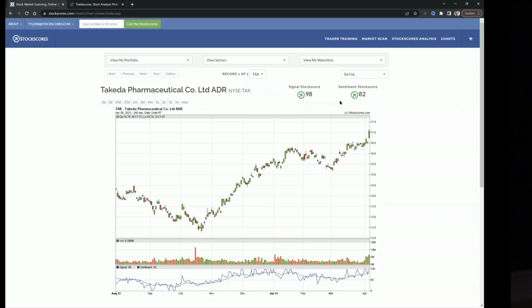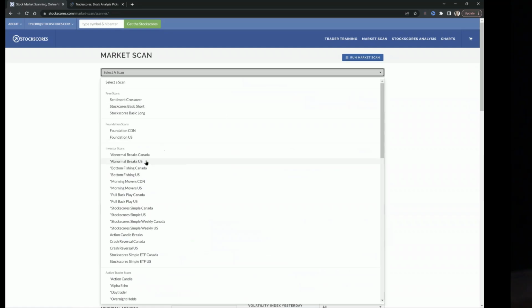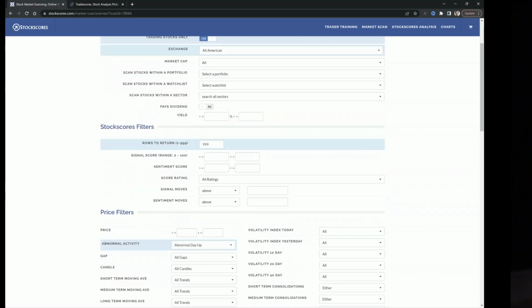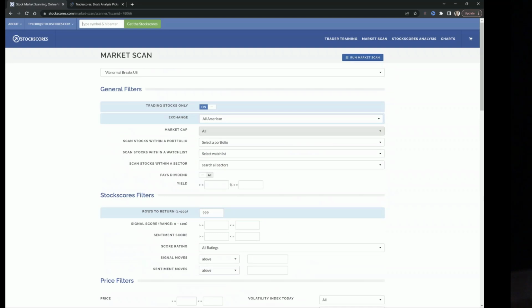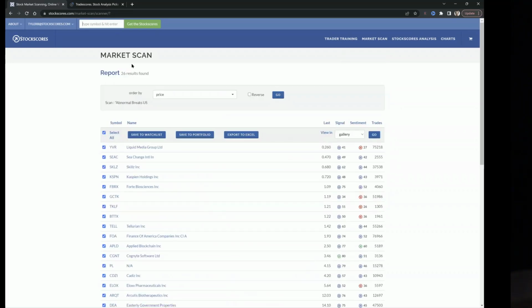You don't have to build your own scan. You can use some of my presets. So I can go back to the market scan and I can select one of these presets. So one strategy is called the abnormal break strategy. And we have a Canadian version and a US version. So I'm going to run the US version. And there's the filters that have been activated in blue. I'm going to run the market scan. It found 26 stocks that meet the criteria of that strategy. So it went through every US stock market, New York, NASDAQ, Amex, OTC Bulletin Board, and it found the 26 stocks that meet the criteria of that strategy.